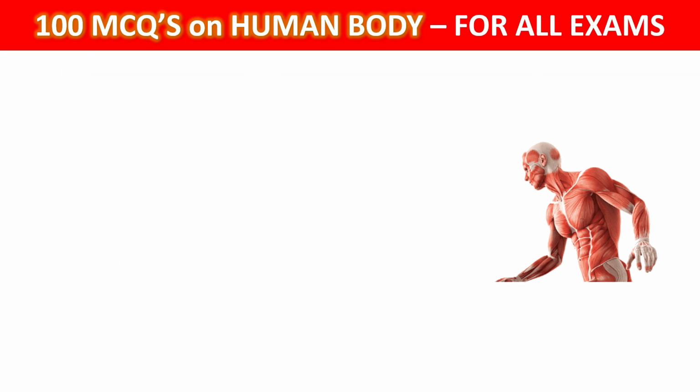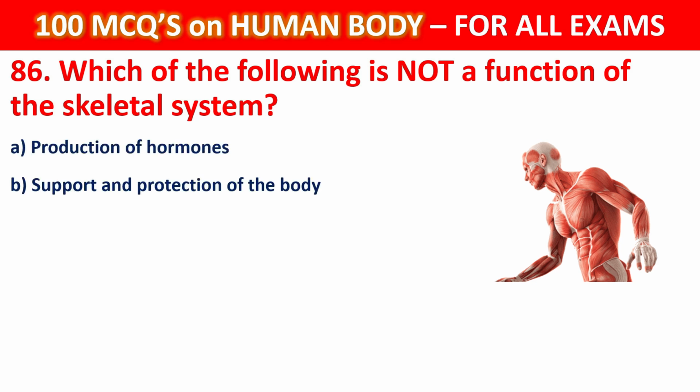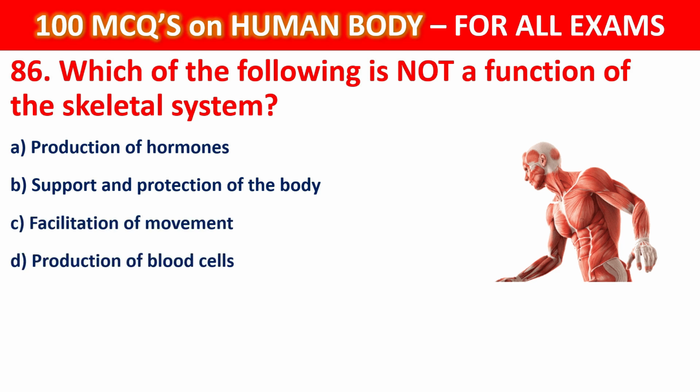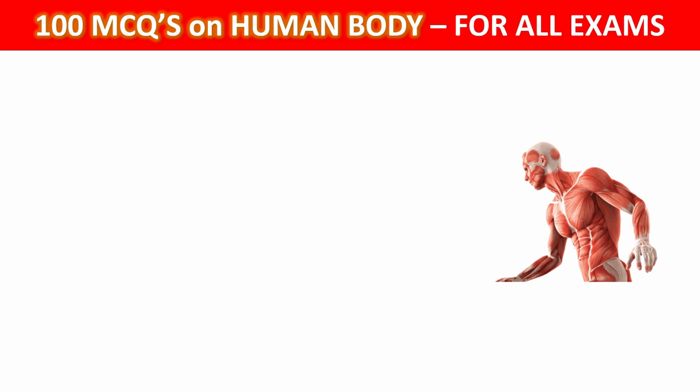Question number 86. Which of the following is not a function of the skeletal system? Your options are production of hormones, support and protection of the body, facilitation of movement, or production of blood cells. The correct answer is A, that is production of hormones. While the skeletal system does play a role in hormone regulation, such as storing calcium, it does not produce hormones itself. Question number 87.